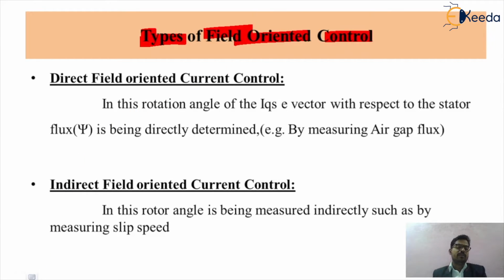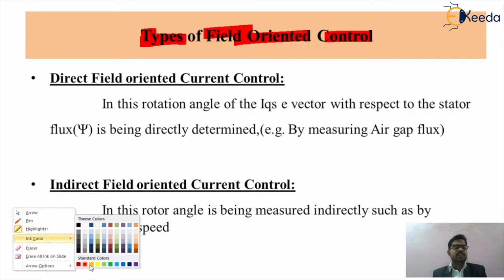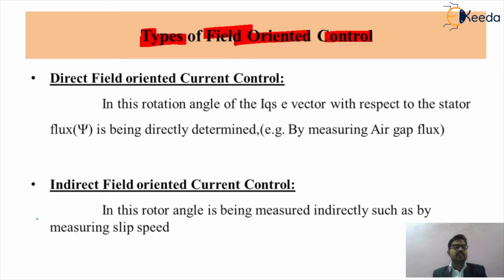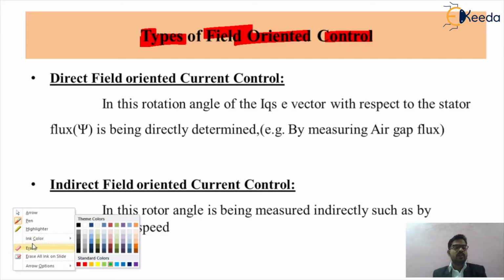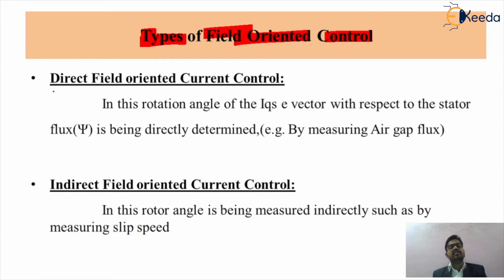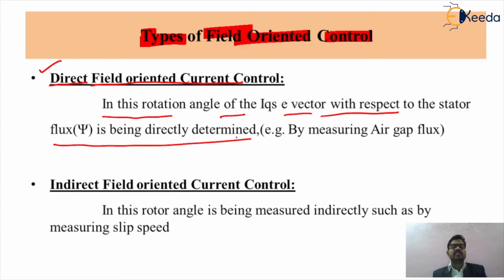Now we want to understand the basic principle of the system. So friends, now we can understand the system of this technique. What are the different classifications of field oriented control? The field oriented control system will be classified into two types. The first type is called the direct field oriented current control scheme. In that scheme the rotation angle of your system will be controlled directly by the changing of flux, or by measuring the air gap flux.